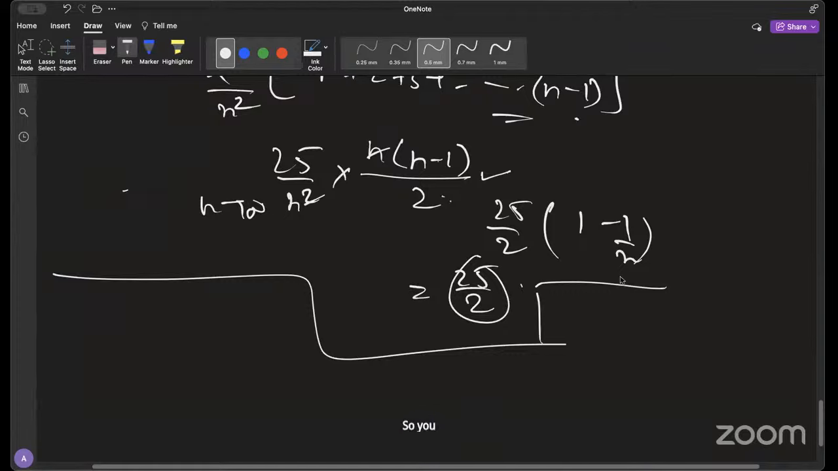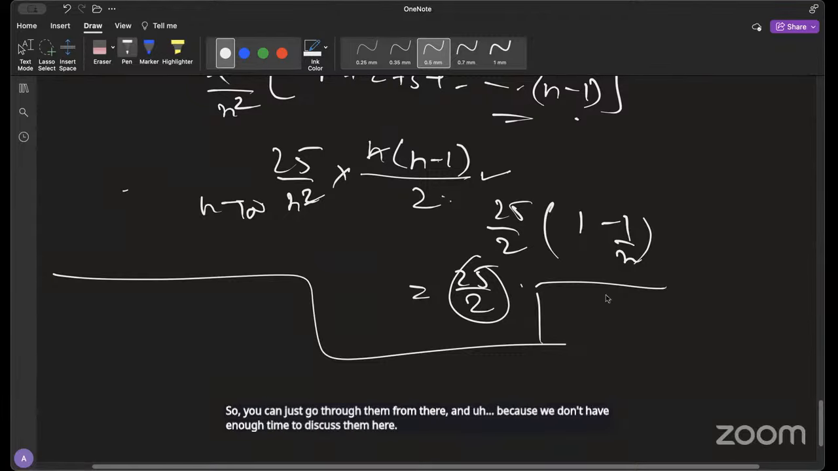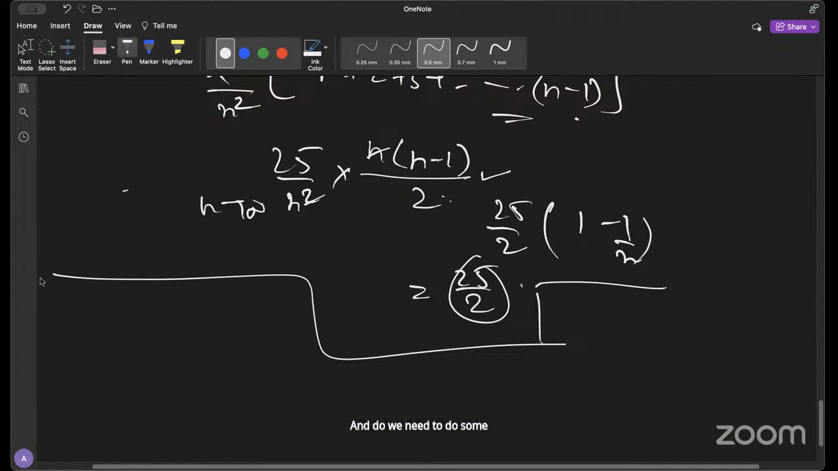So in your graded assignment and the solve with us part, you have been given the important integrals that you should know. There's a list of integrals that you should know. So you can just go through them from there, because we don't have enough time to discuss them here. Yes, okay, ma'am. And do we need to do some integrals here, as to how to do integrals?